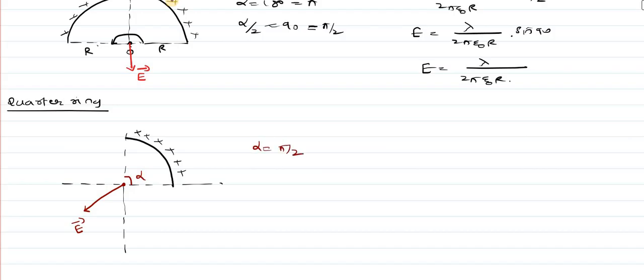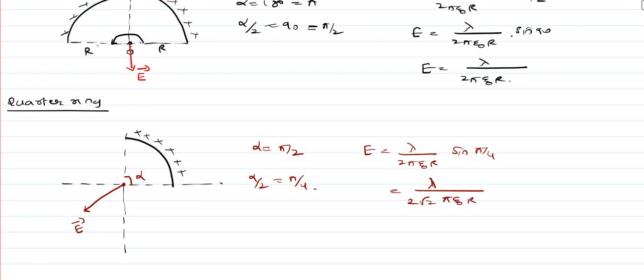So what is the angle alpha? Alpha here is pi by 2. So alpha by 2 is pi by 4. Correct? Find out as usual. E equal to lambda by 2 pi epsilon naught R sine of pi by 4. That is lambda by 2 root 2 pi epsilon naught R. Sine pi by 4 is what? 1 by root 2, right? Any doubt?